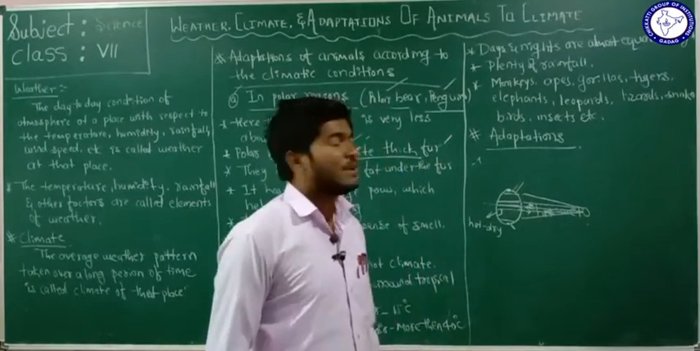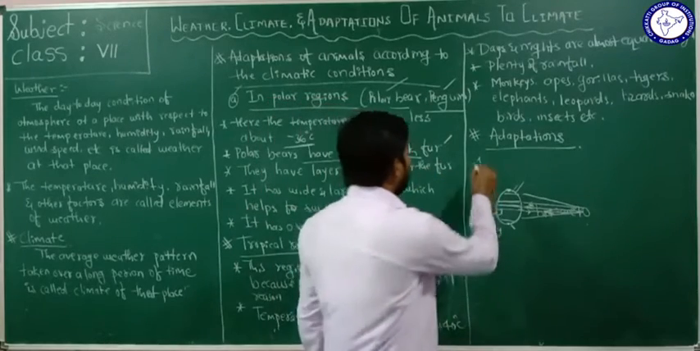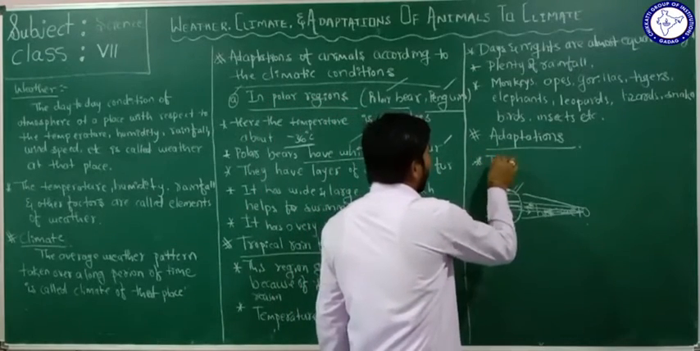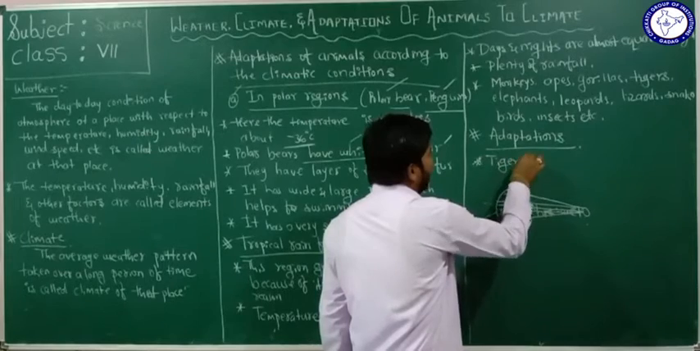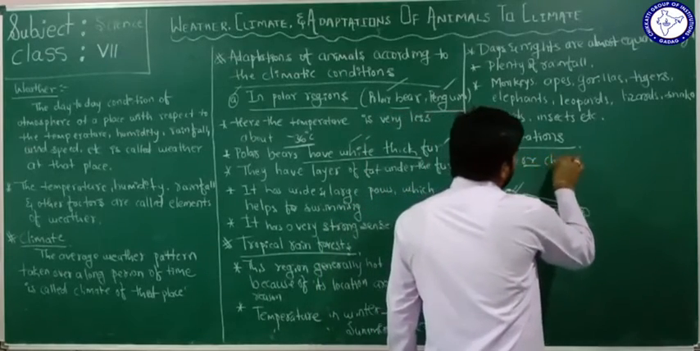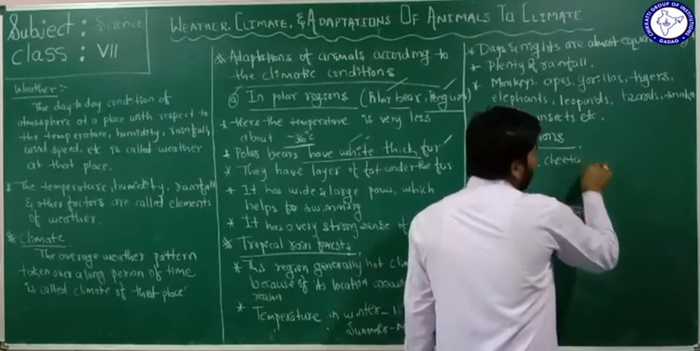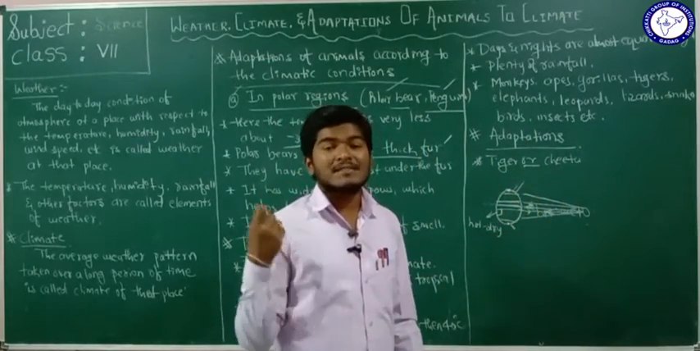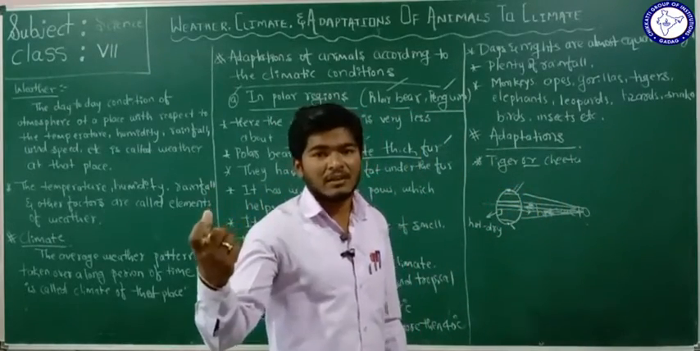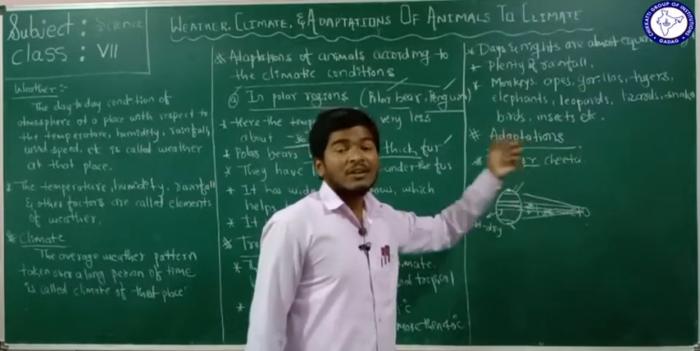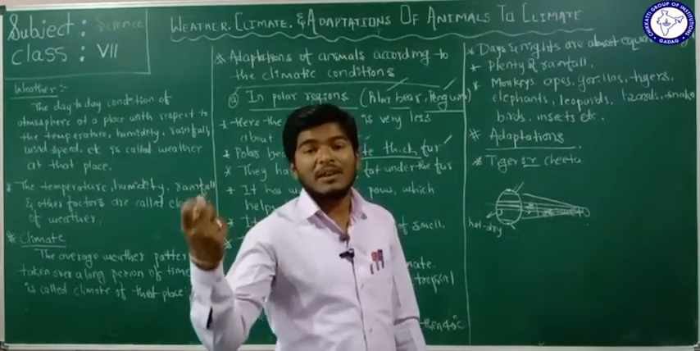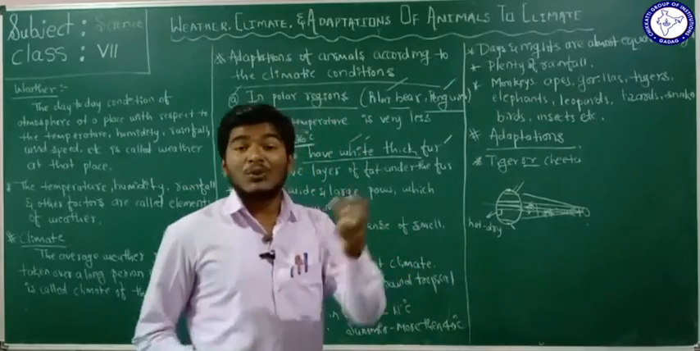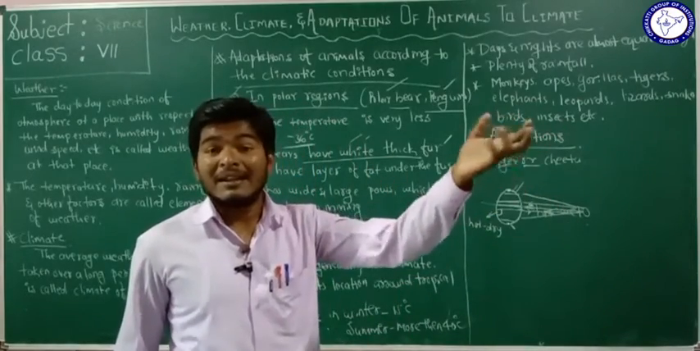So what are the adaptations which we are going to see? First I am taking the tiger or cheetah. Cheetah is nothing but the leopard. So this has the capacity to run very fast here, isn't it? This has the capacity to run very fast. Why? Because it has to hunt other animals like a deer here.